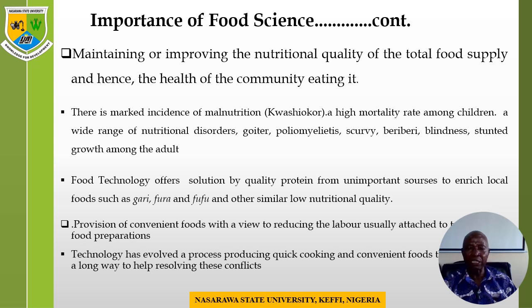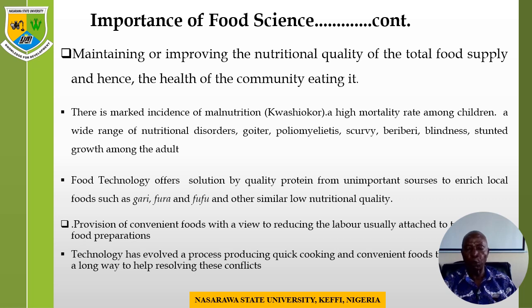There is a marked incidence of malnutrition, high mortality rate among children, and a wide range of nutritional disorders: goiter, kwashiorkor, and beriberi, blindness, and stunted growth among adults. These are what we were witnessing in this nation in the early part of the century. Despite the food supply, we have now traced that all these problems result from the lack of one nutrient or the other.